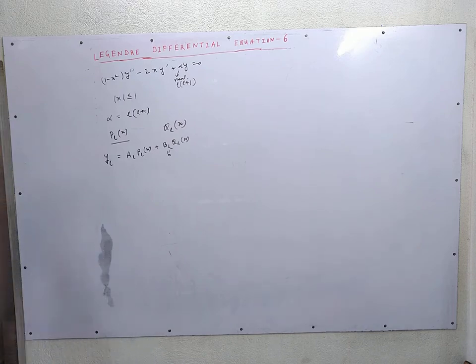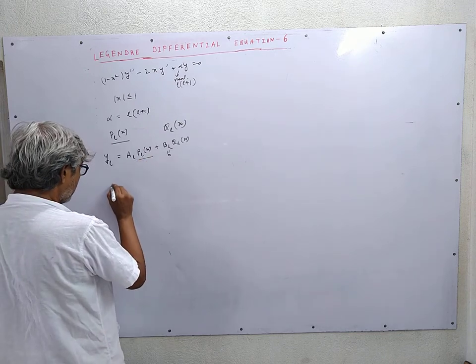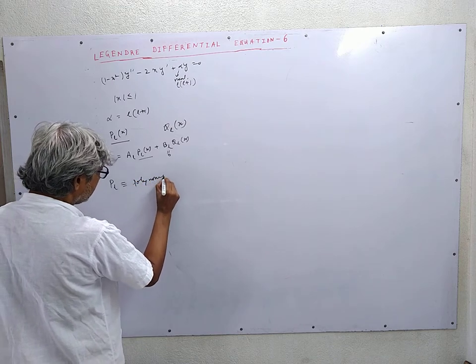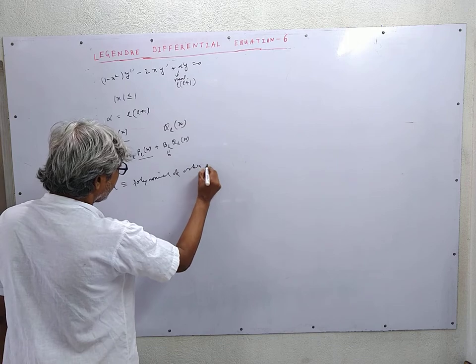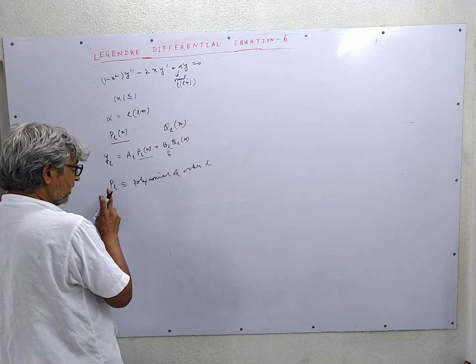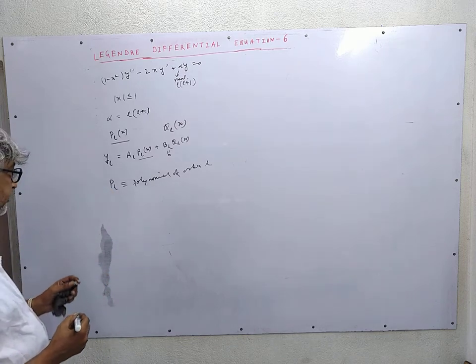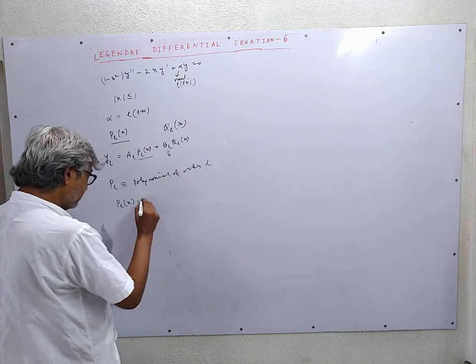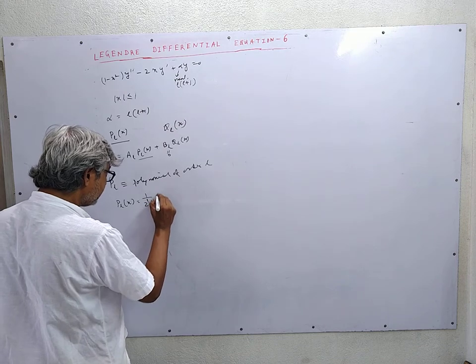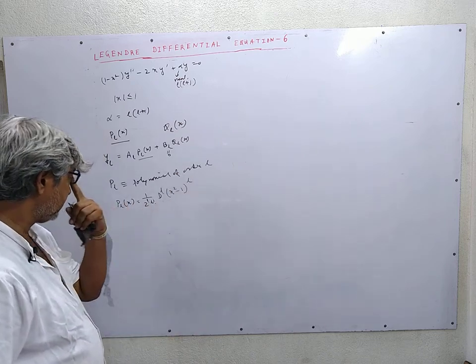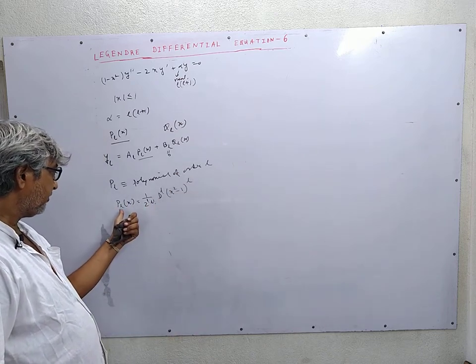Then we have obtained this. We have seen that PL is a polynomial of order L, and it is an even polynomial for even values of L, and an odd polynomial for odd values of L. We then come to the Rodrigues formula, which gives PL of x equal to 1 upon 2 to the power L times a known function, and if we differentiate it successively, we get different values of PL.